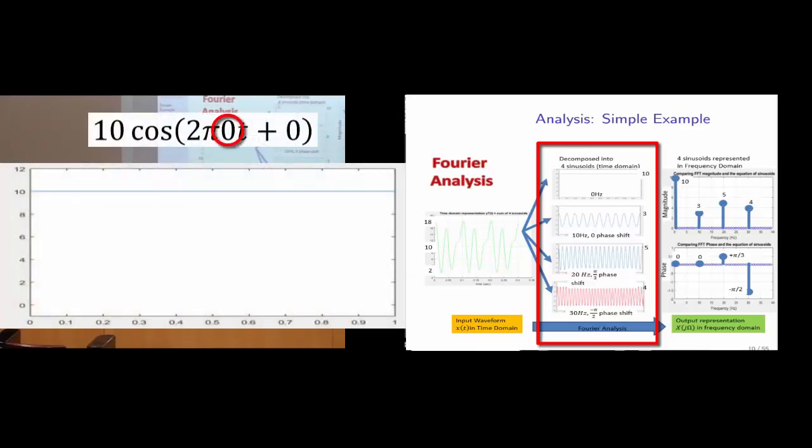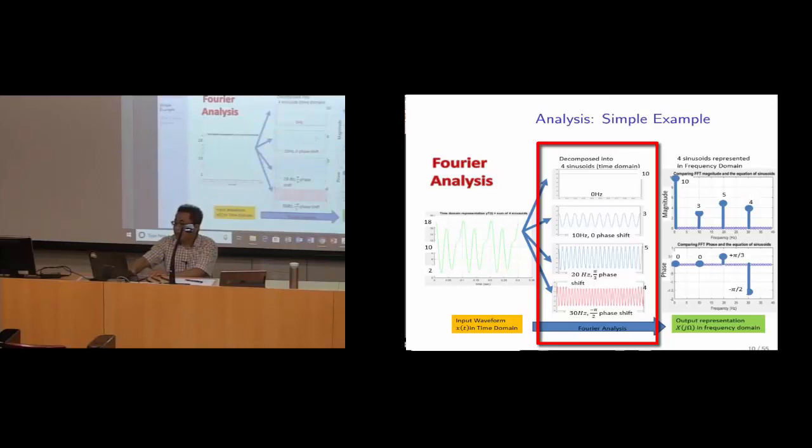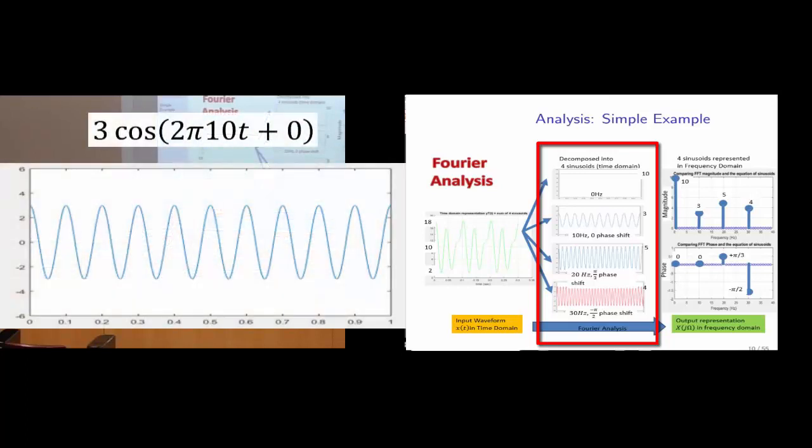At 0 Hertz, it is nothing but a straight line with amplitude 10, as in this equation here. The first one, 10 cosine 2 pi 0t plus 0. I then sketch the second, third, and fourth term over here. So this is the second term, which is a cosine at 10 Hertz with amplitude 3, no phase shift.